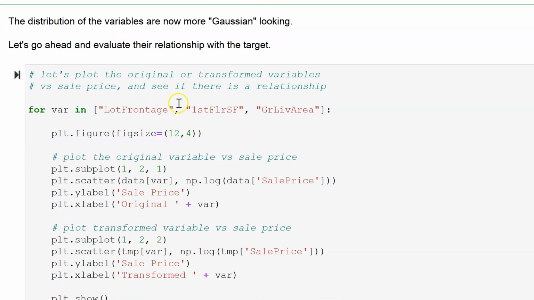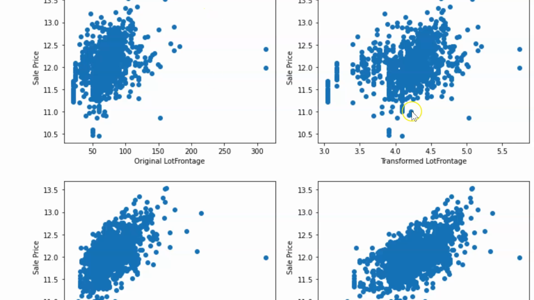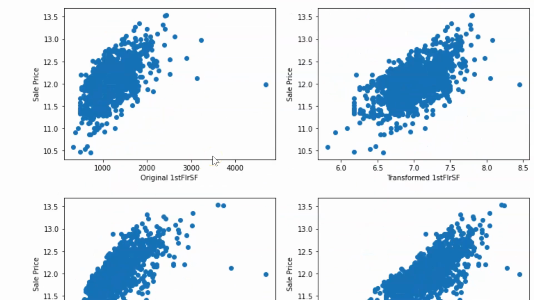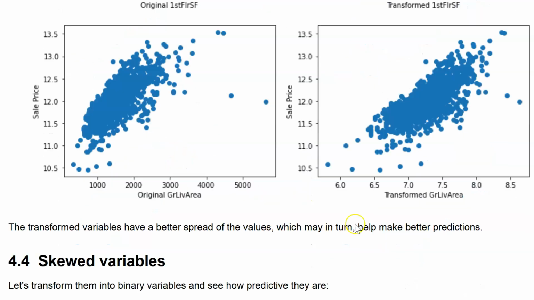So we can go ahead and explore the relationship of the original or log transformed variable with the target, and we can see that the relationship changes, but who knows if this is more predictive or not. For the rest of the course, we are going to transform this variable with the logarithm.